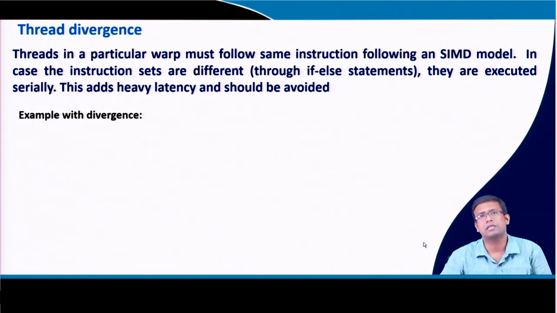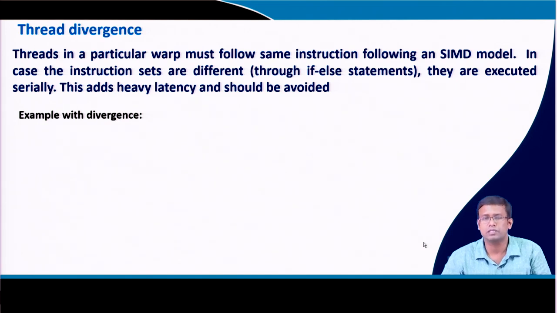In case the instruction sets are different, where some of the threads are asked to do something and some other threads are asked to do something else, that can be done through an if-else statement. In that case, the first set of tasks will be operated in the designated threads. The other threads will be in a latent manner. The cores to which these threads are assigned go to an idle phase. This part of execution will be completed by the active threads.